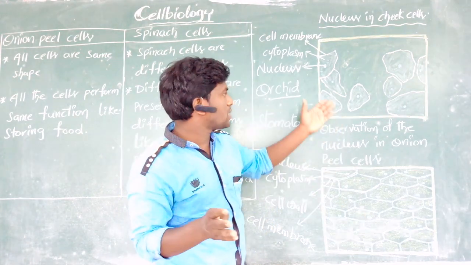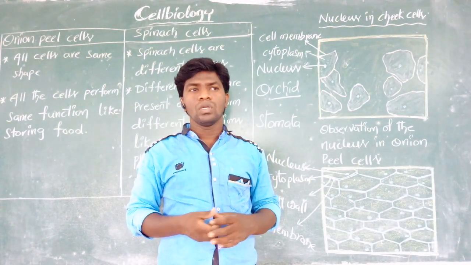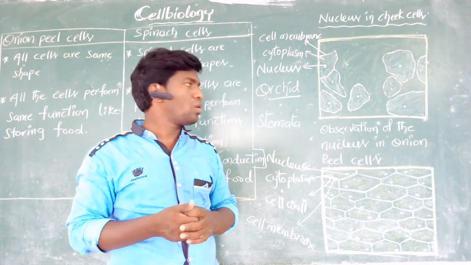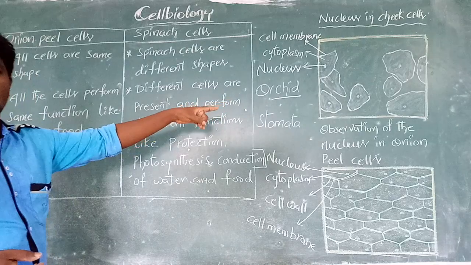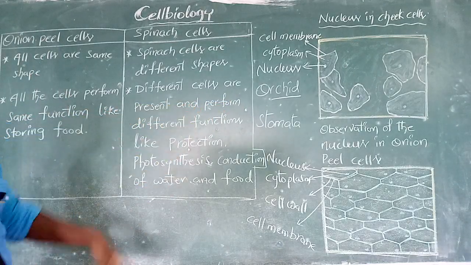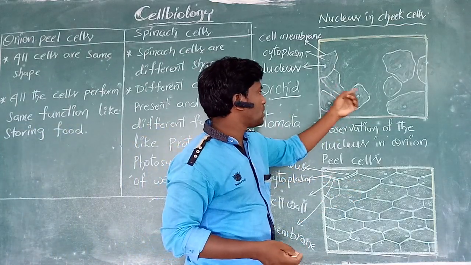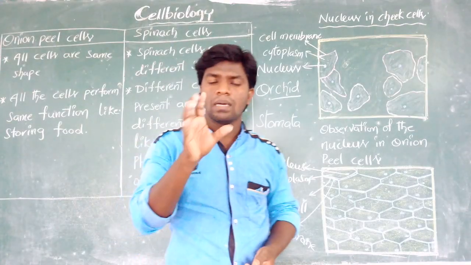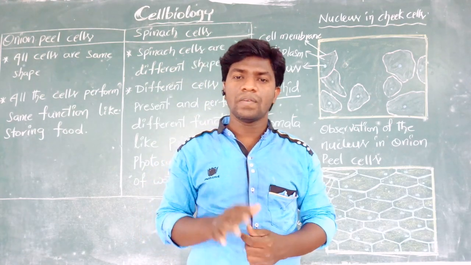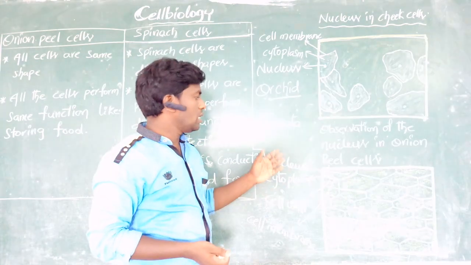The jelly-like substance present in the cell is the cytoplasm. This jelly-like substance is a heterogeneous material that contains cell membrane bound structures called cell organelles. The cell contains different cell organelles. In the next session I will explain about cell organelles.